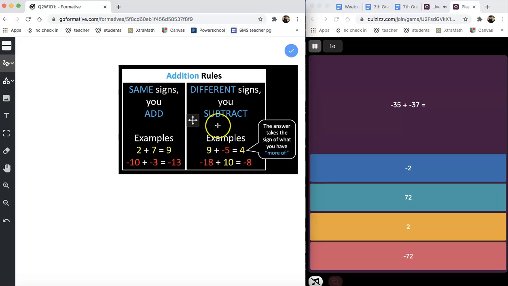If you look over here, different signs you subtract. So this is a positive, this is a negative, you subtract. 9 minus 5 is 4. And it's a positive 4 because you take the sign of what you have more of. I had more positives, I had 9 positives and only 5 negatives, so the answer is a positive 4.